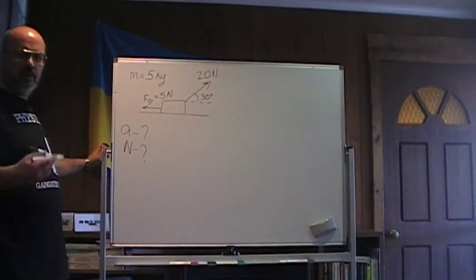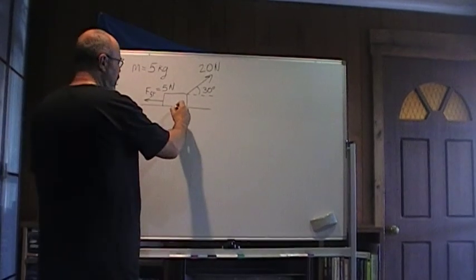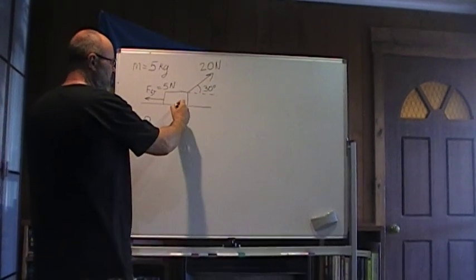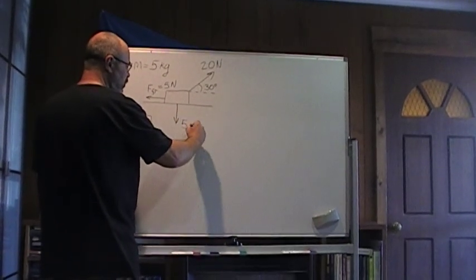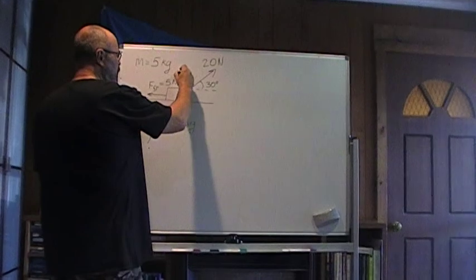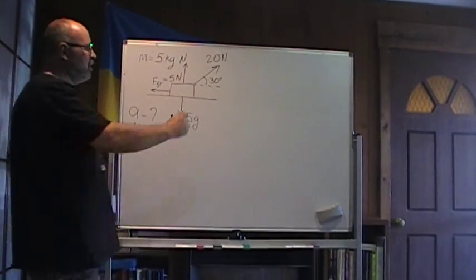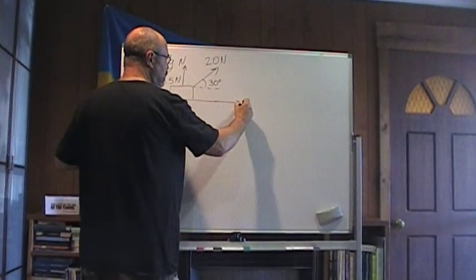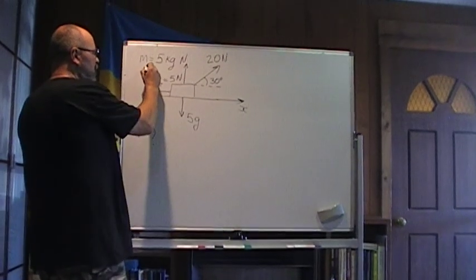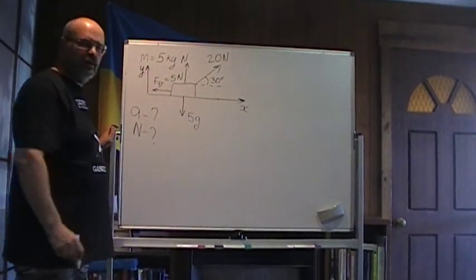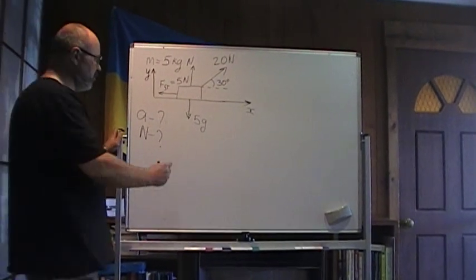We have a diagram, so first step done. Let's label all forces. On top of those two forces, we have gravity, 5g, and we have the normal reaction. Let's choose axes: x-axis horizontally into the direction of motion and y-axis perpendicular. Let's write the second Newton's law in the resolution into the chosen axes.